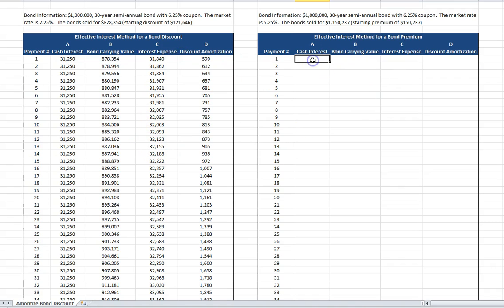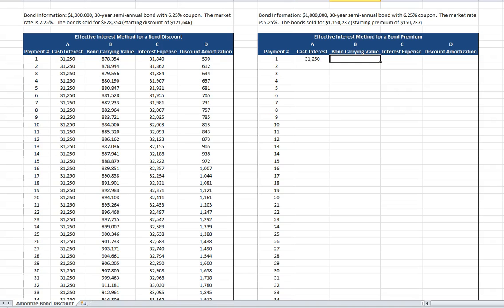Alright, let's look at the same thing this time for a bond premium. We're going to start off with the cash interest is going to be equal to, and in Excel you need to put that equal sign. Otherwise, if you don't put it, I'll show you what happens if you don't put it. 123 times the coupon rate of 6.25% divided by 2. And Excel just does that. It doesn't calculate it unless you put the equal sign in front of it.